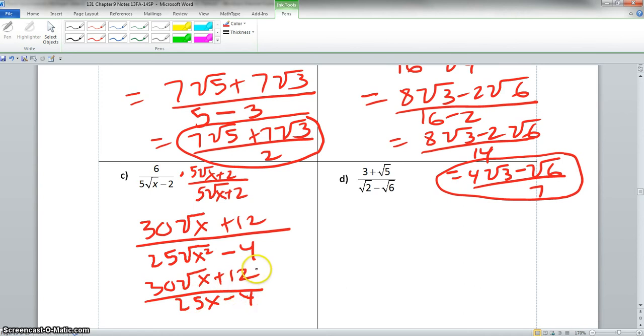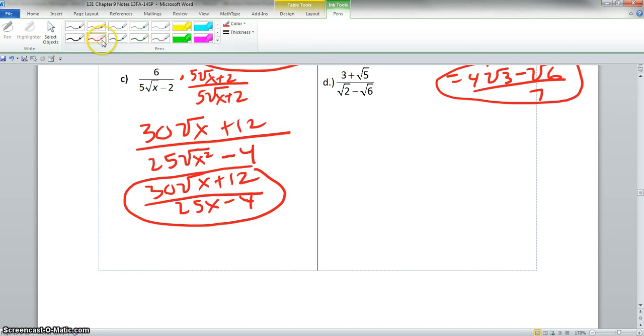Now, we have nothing in common. And so this is our final answer. Now we come here to problem D. So we'll multiply by the conjugate, which would be the square root of 2 plus the square root of 6. We'll multiply numerator and denominator by that.